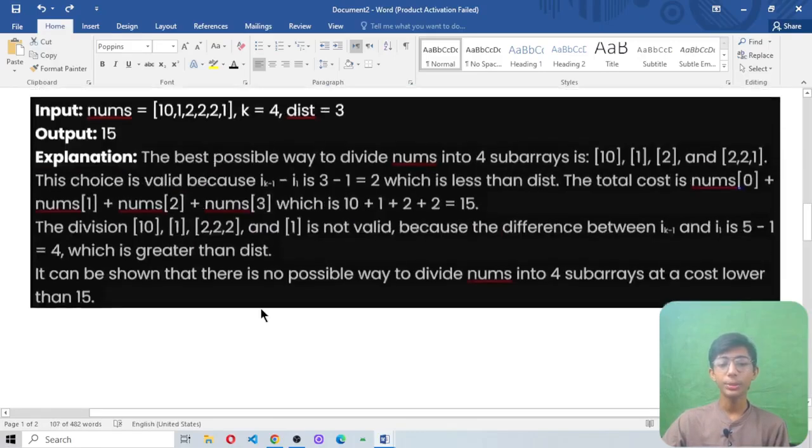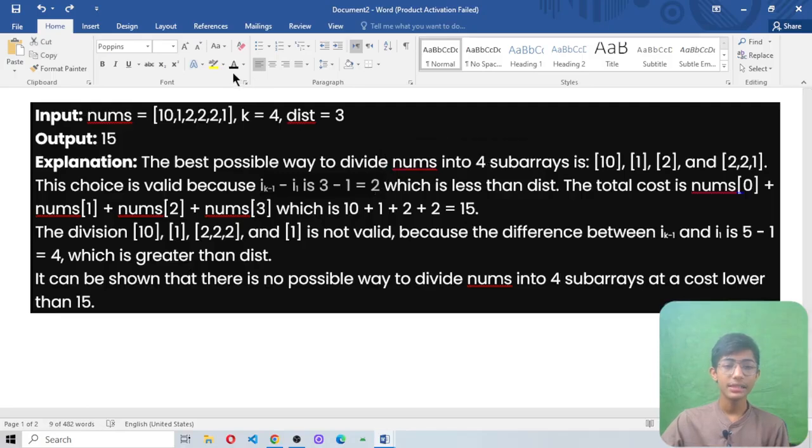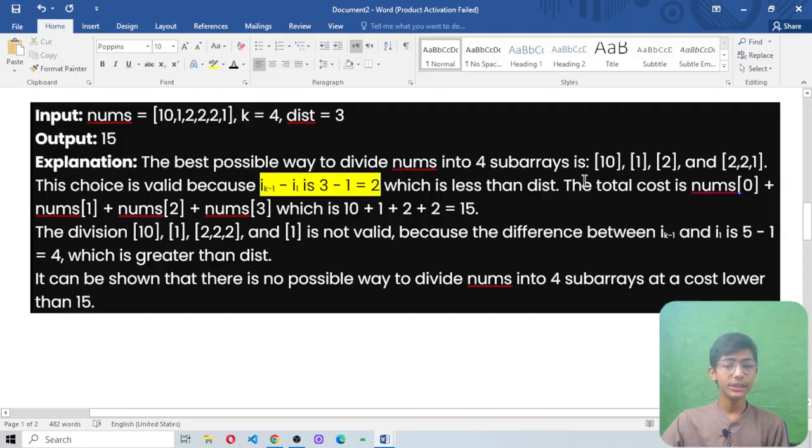Because the best possible way to divide nums into 4 sub-arrays is 10, 1, 2 and 2, 2, 1. This choice is valid because this formula is less than dist. The total cost is nums[0] plus nums[1] plus nums[2] plus nums[3], which is 10 plus 1 plus 2 plus 2, equal to 15.